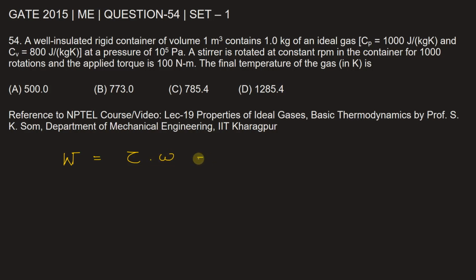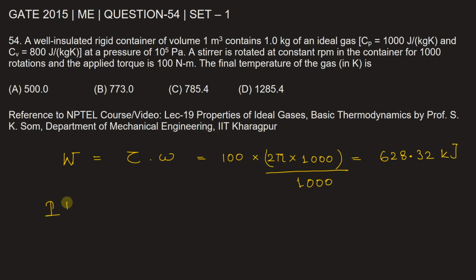So torque is 100 Newton meter multiplied by angular velocity, which is 2 pi into 1000, right? Because it is rotating at a constant RPM of 1000 rotations. So if we want this value in kilojoules, we will just divide it by 1000. So this will be 628.32 kilojoule.